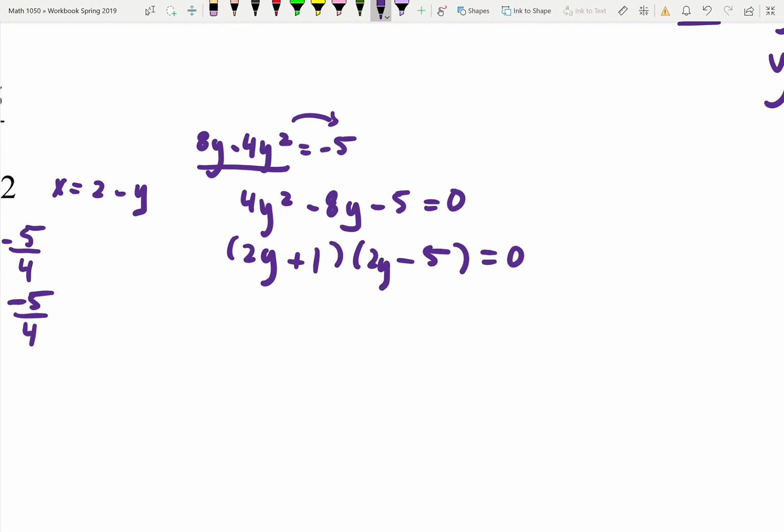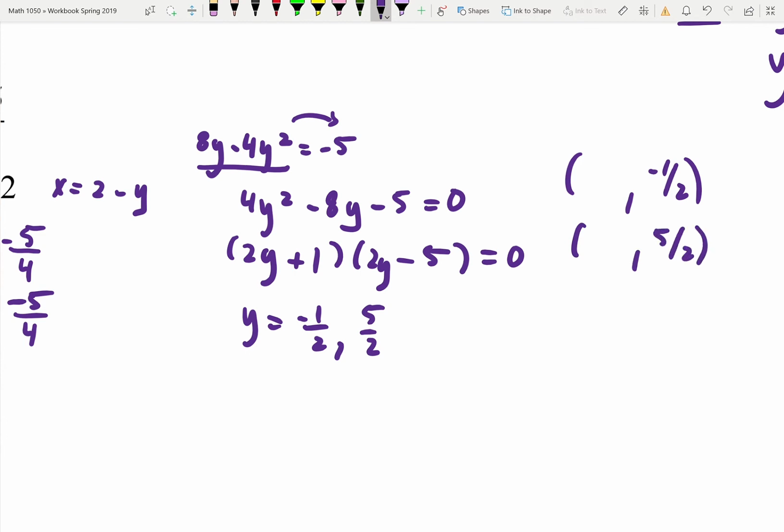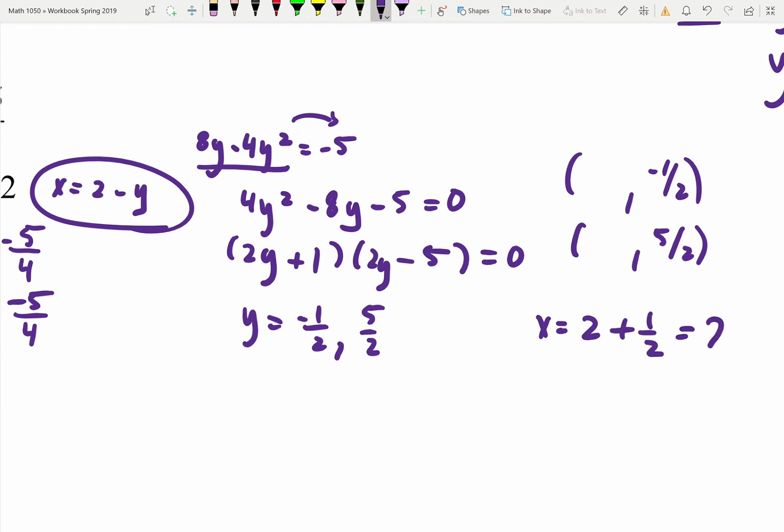Sorry, the pen's just not transitioning well. Set those equal to 0, I get negative 1/2. Set that equal to 0, I get a positive 5/2. So come over here, negative 1/2, come right there, 5/2. Now I use substitution, which is nice. So I solve for x. So now I'm going to go x equals 2 minus a negative 1/2. That's plus 1/2. So that's 2.5.